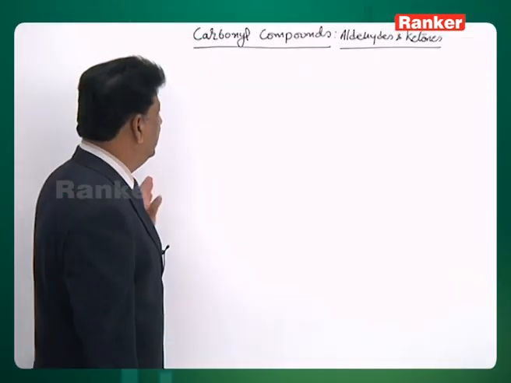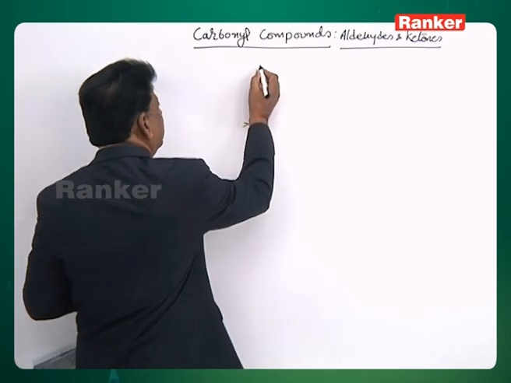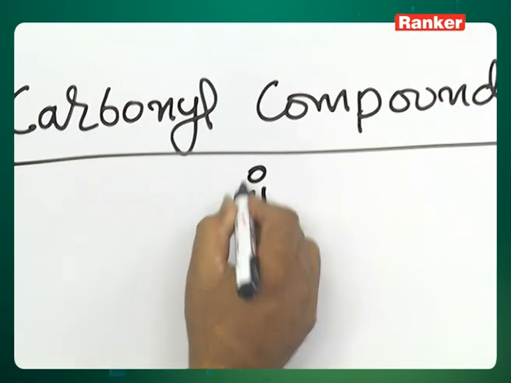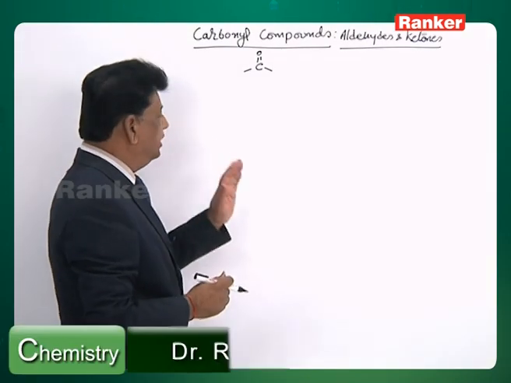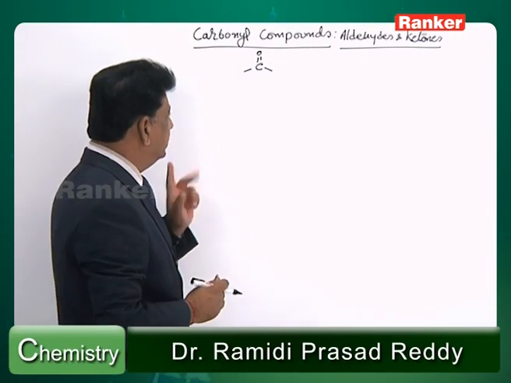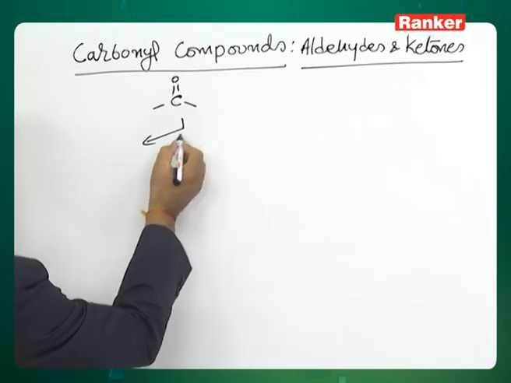So, let us take the next topic, that is carbonyl compounds. The carbonyl compounds will have a functional group C double bond O. However, this carbonyl group may have different types of groups. Based on these groups, they are classified into two types.